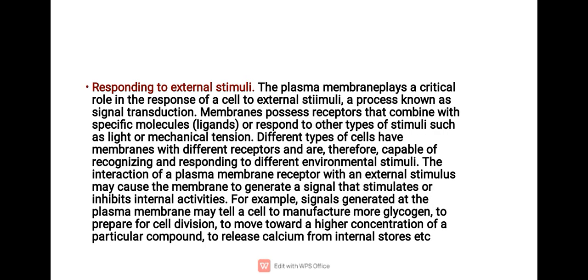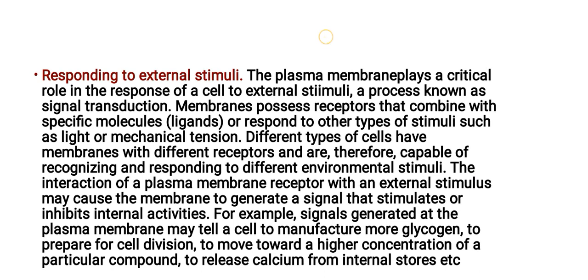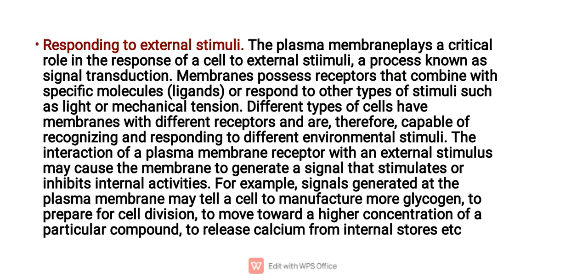Responding to external stimuli. The plasma membrane plays a critical role in the response of a cell to external stimuli, a process known as signal transduction. Membranes possess receptors that combine with specific ligands or respond to other types of stimuli such as light or mechanical tension. Different types of cells have membranes with different receptors and are therefore capable of recognizing and responding to different environmental stimuli. The interaction of a plasma membrane receptor with an external stimulus may cause the membrane to generate a signal that stimulates or inhibits internal activities.